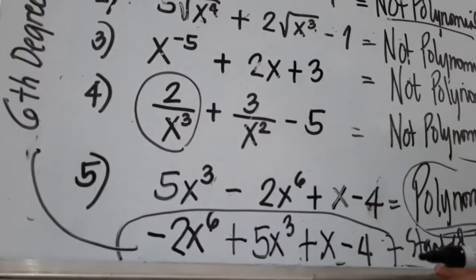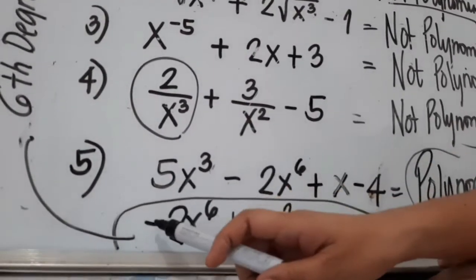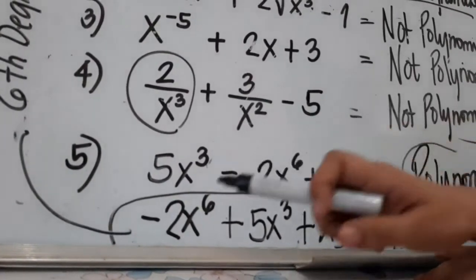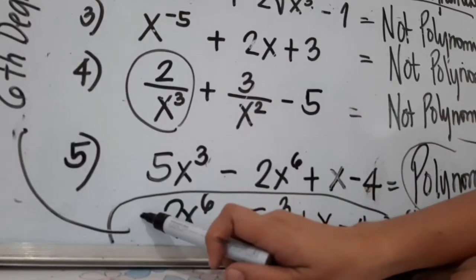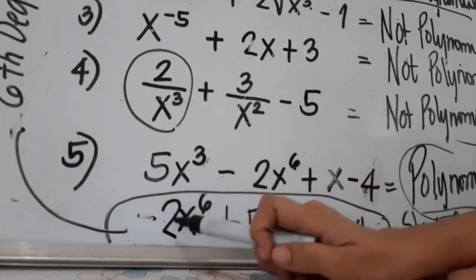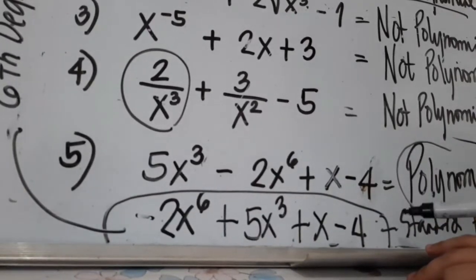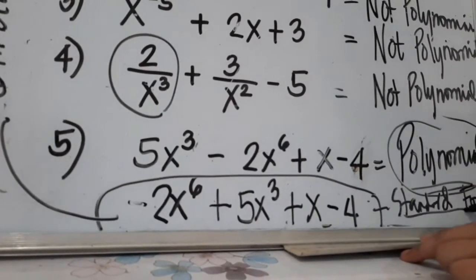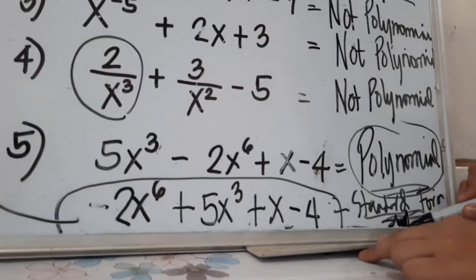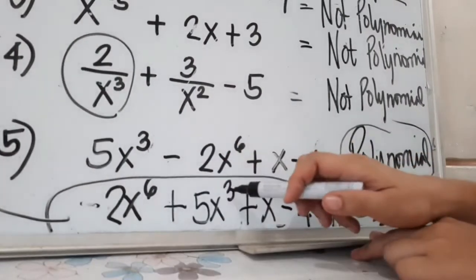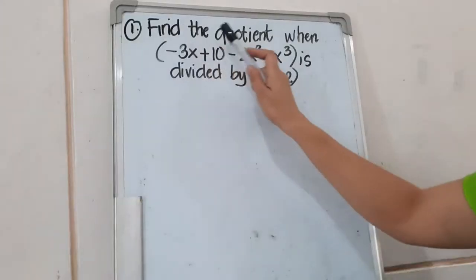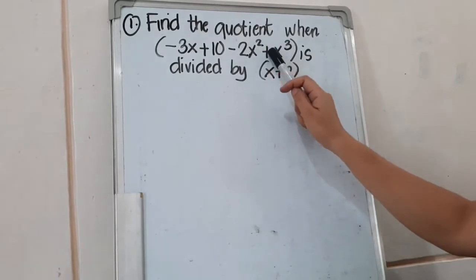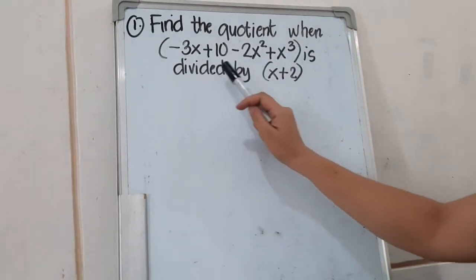And aside from that, negative 2, 5, 1, and negative 4 are what we call the numerical coefficients. And we have what we call a leading coefficient. The leading coefficient is the first term, negative 2. So that's our leading coefficient. Did you get that? So these are the important things you have to remember for our polynomials. Polynomials must be in standard form, and if it's in standard form, the powers of the exponent must be in decreasing order.